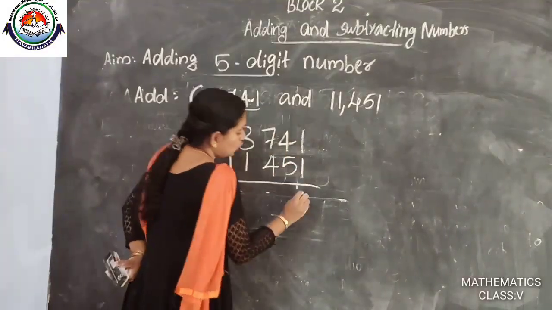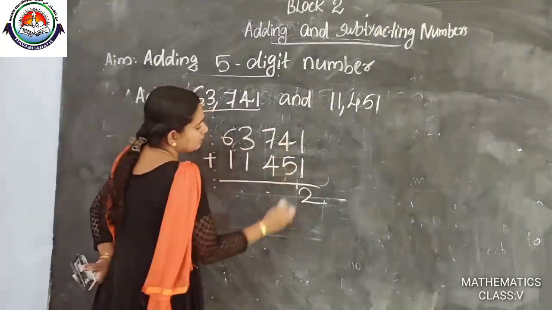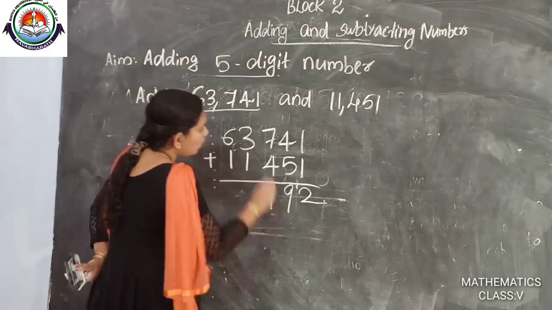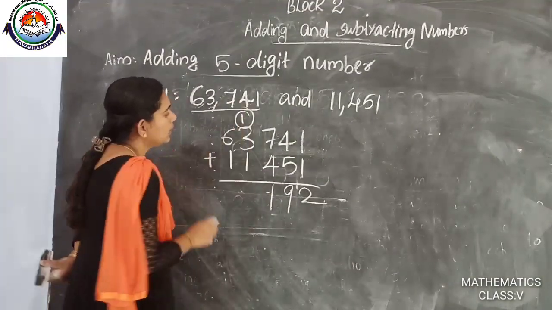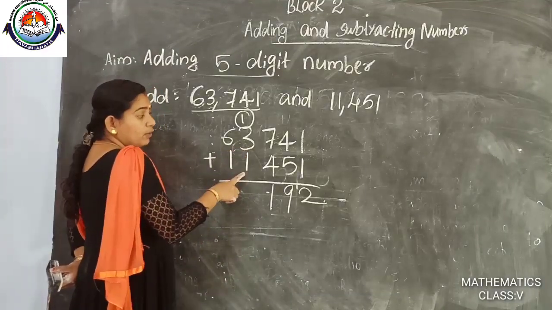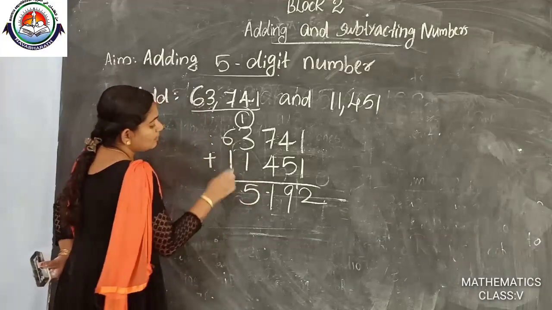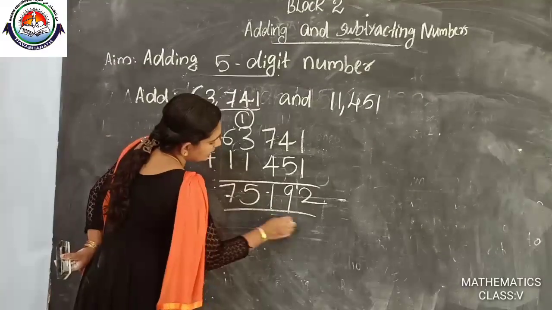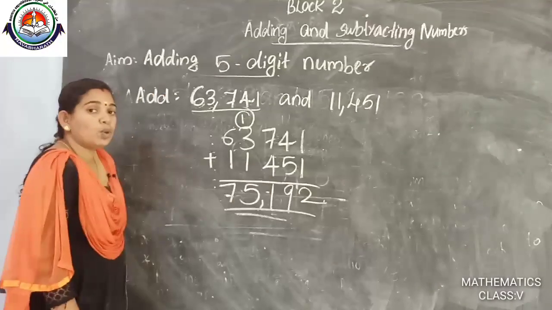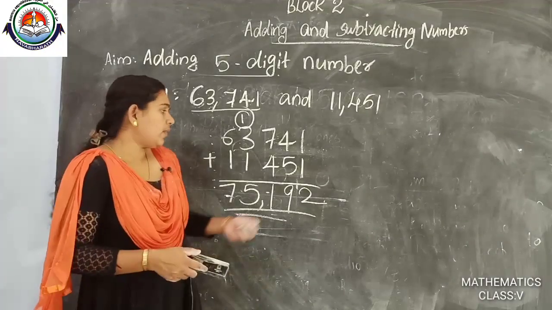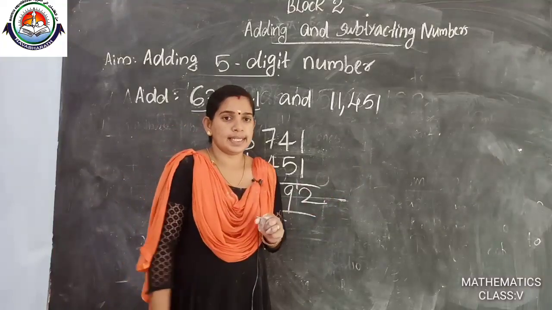1 plus 1, 2. 4 plus 5, 9. 7 plus 4, 11. 1 is carried. 3 plus 1, 4. 4 plus 1, 5. 6 plus 1, 7. What is the answer? 75,192. Okay. Do you think why I told you to write from the right side?